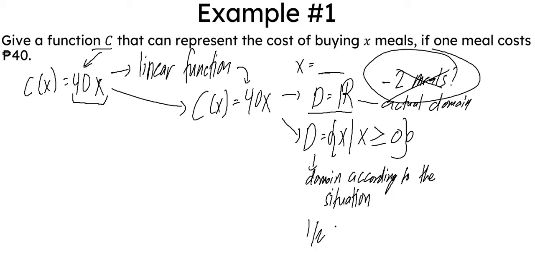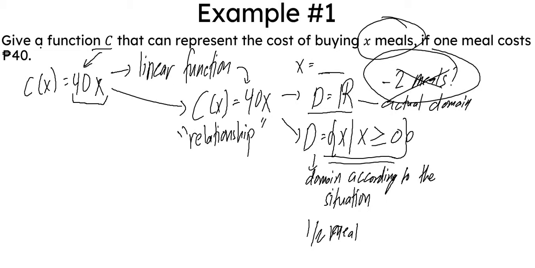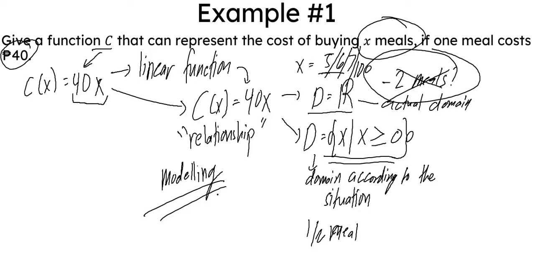We can have half a meal, 1/2 meal, which is fine, which is part of our domain right here. And because already we know this function, we know this as the relationship between the number of meals and the price, which is 40 here. Therefore, we can easily identify how much would be if we would have 5 meals, 6 meals, 7 meals, even 100 meals, and so on. And that is basically how modeling works. That is why we study functions.